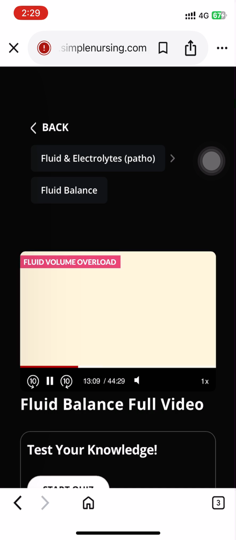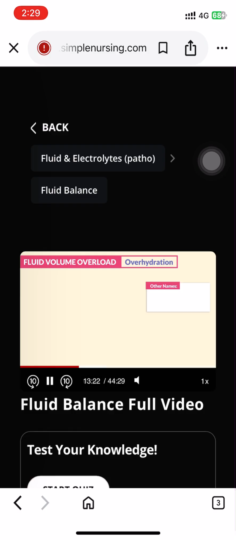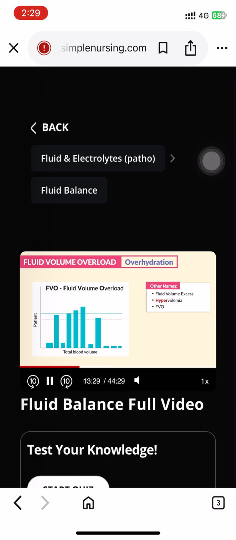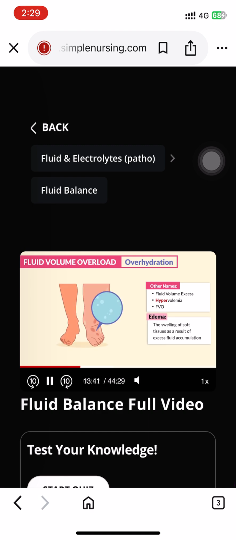Now switching gears to fluid volume overload, that overhydration. Clients have an overload of fluids. So just look at the O's here and think overhydration for overload. Now the other names, this can also be called fluid volume excess, hypervolemia, and FVO, the short acronym for fluid volume overload. So clients puff up like a big old water balloon full of fluid. And naturally, this leads to big manifestations or signs and symptoms of edema, the swelling of soft tissues as a result of excess fluid accumulation.